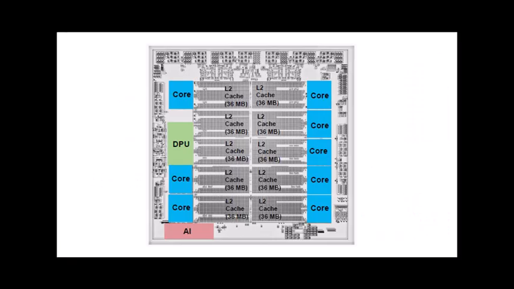Next, let's get to the heart of the processing power, and let's talk about the processors and the memory. The Z17 is powered by the IBM Telum 2 processor. Each chip hosts 8 high-performance cores running at 5.5 GHz. Each core has a massive 36 megabytes of level 2 cache. That's a 40% increase over the previous generation.